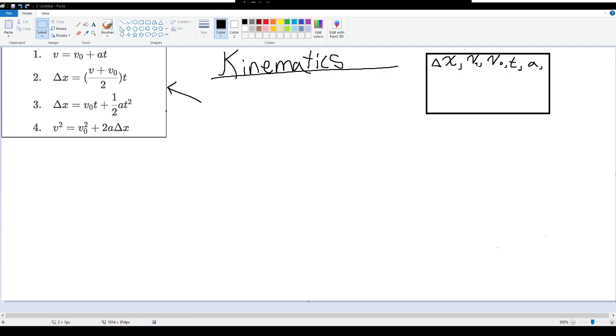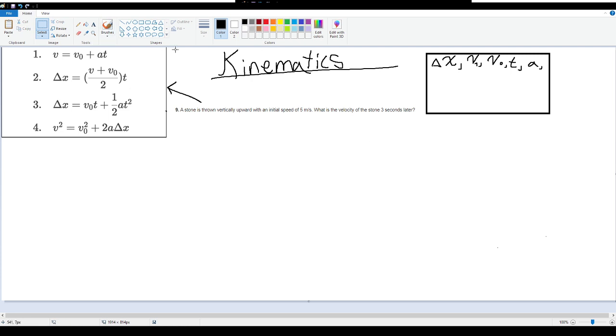Sorry, I'm just trying to import the problem. Open URL, copy image, paste. There we go. Okay, here's our problem. A stone is thrown vertically upward with an initial speed of 5 meters per second. What is the velocity of the stone 3 seconds later?